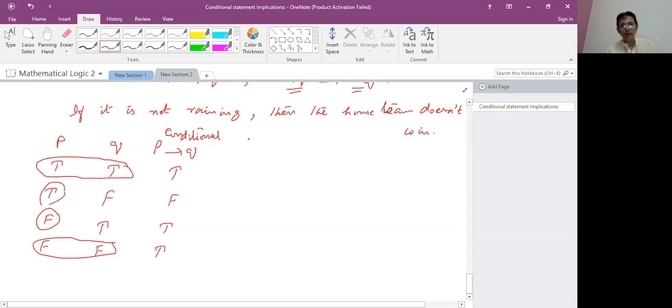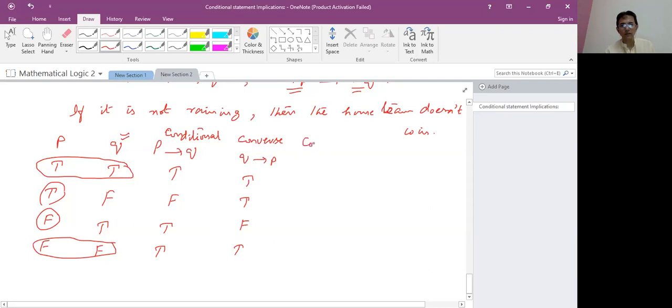Now, when we convert it into the converse, what is the converse? The converse is Q implies P. When we consider first Q, then P, when both are true or both are false, it is true. If the first one is false and the other is true, it is true. And if the first one is true and the other is false, it is false. So this is the converse.